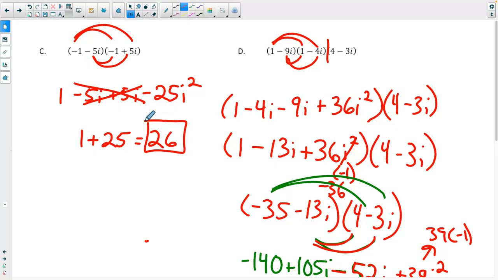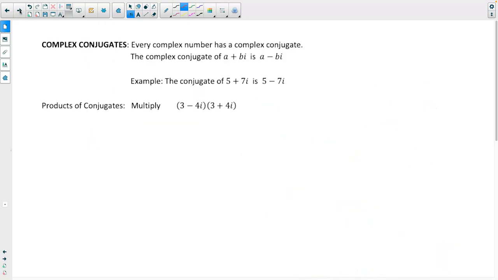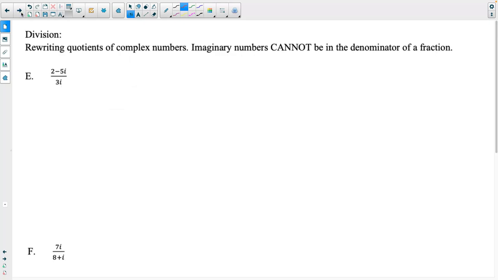Now, I'm going to make you do some flip-flopping on your page. We're going to skip what you currently have, the conjugate. We're going to come back to it, so don't cross it off or anything. But we are going to go to letter E. All right, letter E is not that bad. The thing that it says, though, is imaginary numbers cannot be in the denominator of a fraction. We need to get rid of i.